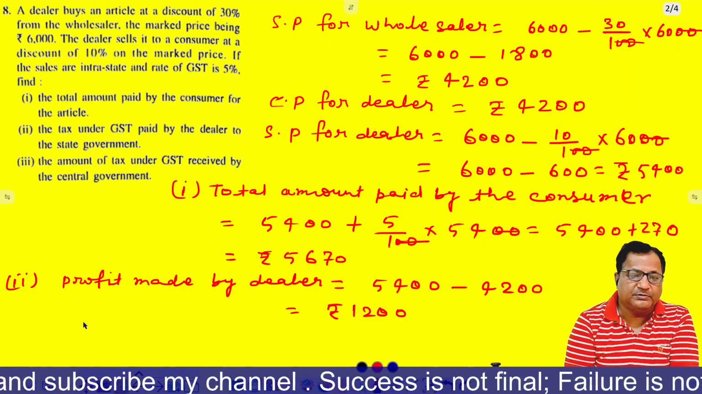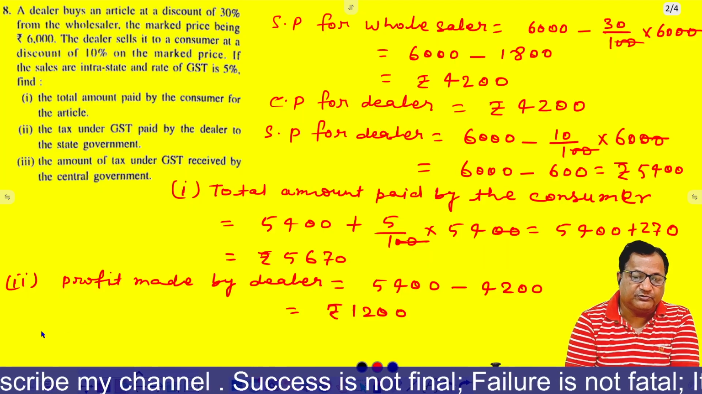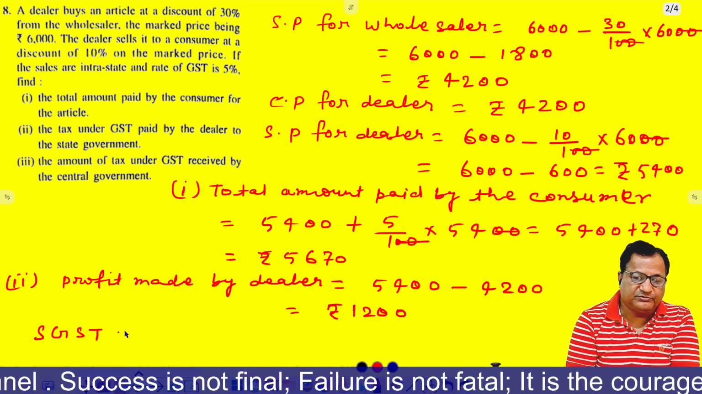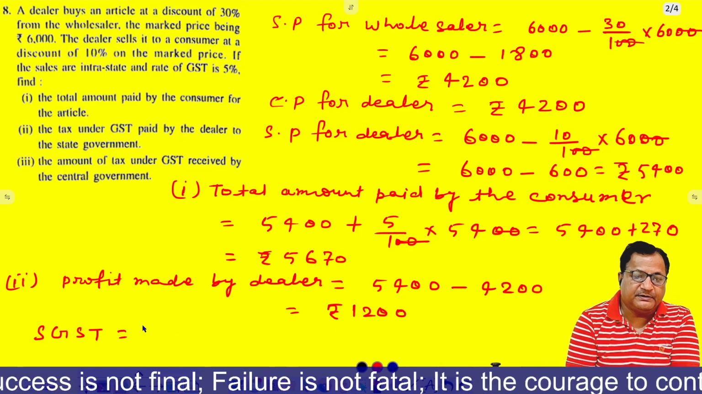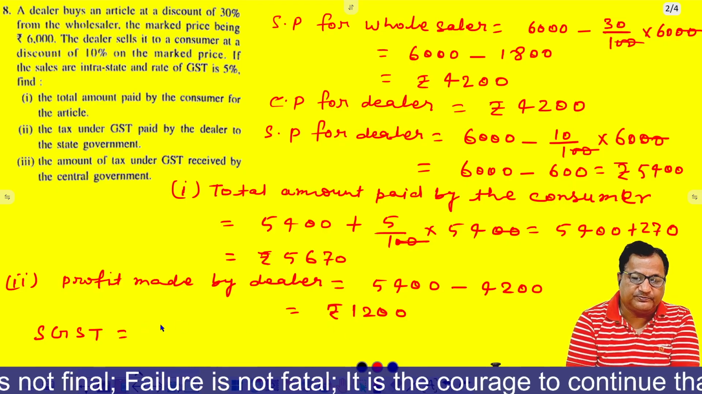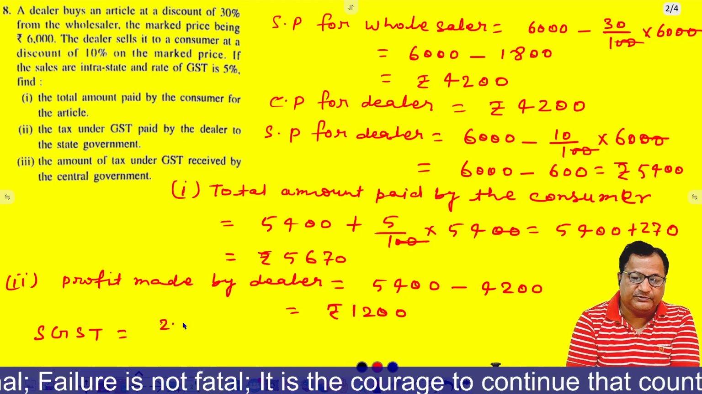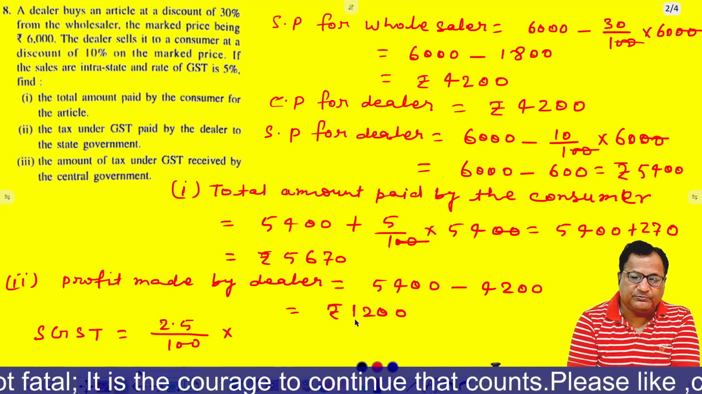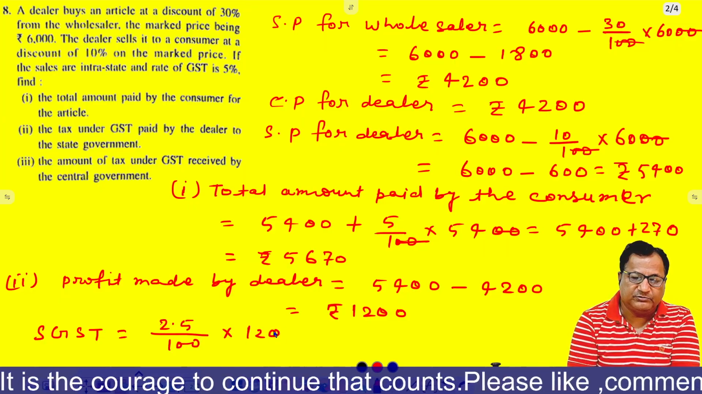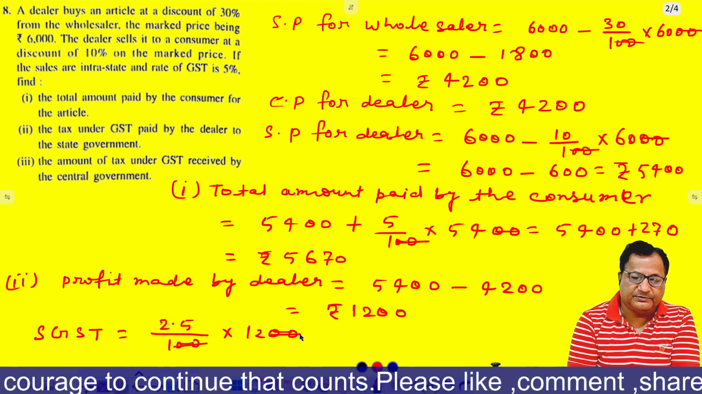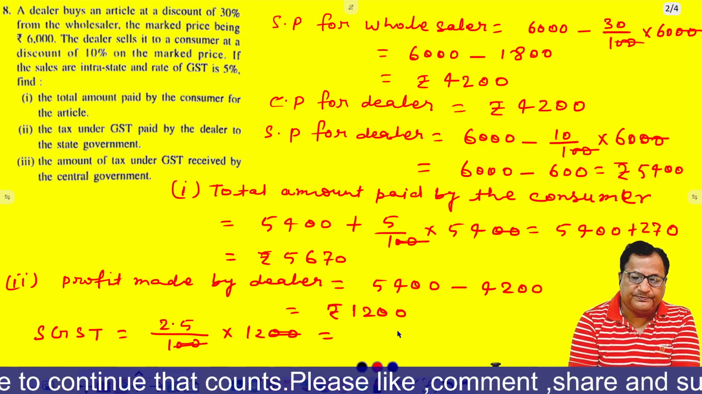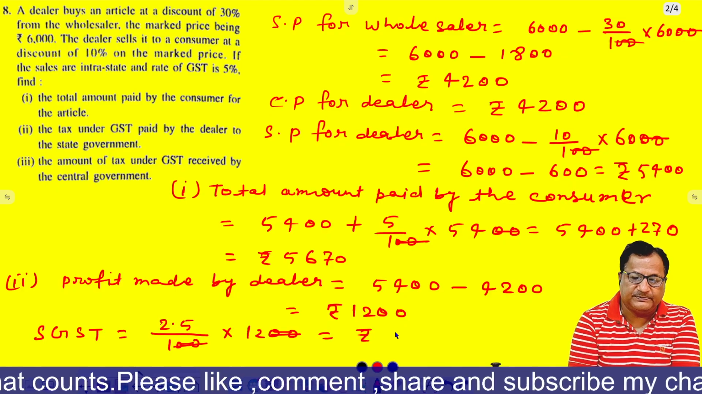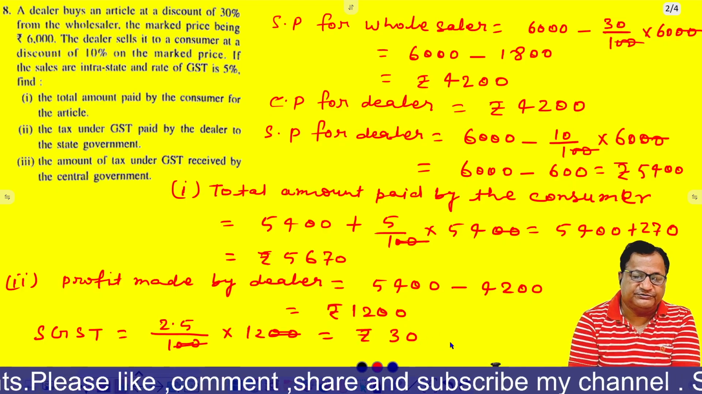So the tax, the GST, paid by the dealer to the state government. We have to find SGST. GST is 5%, so SGST will be 2.5%. 2.5 by 100 into the profit, 1,200. Let's see. If you multiply this, it is rupees 30. This 30 will be the answer.